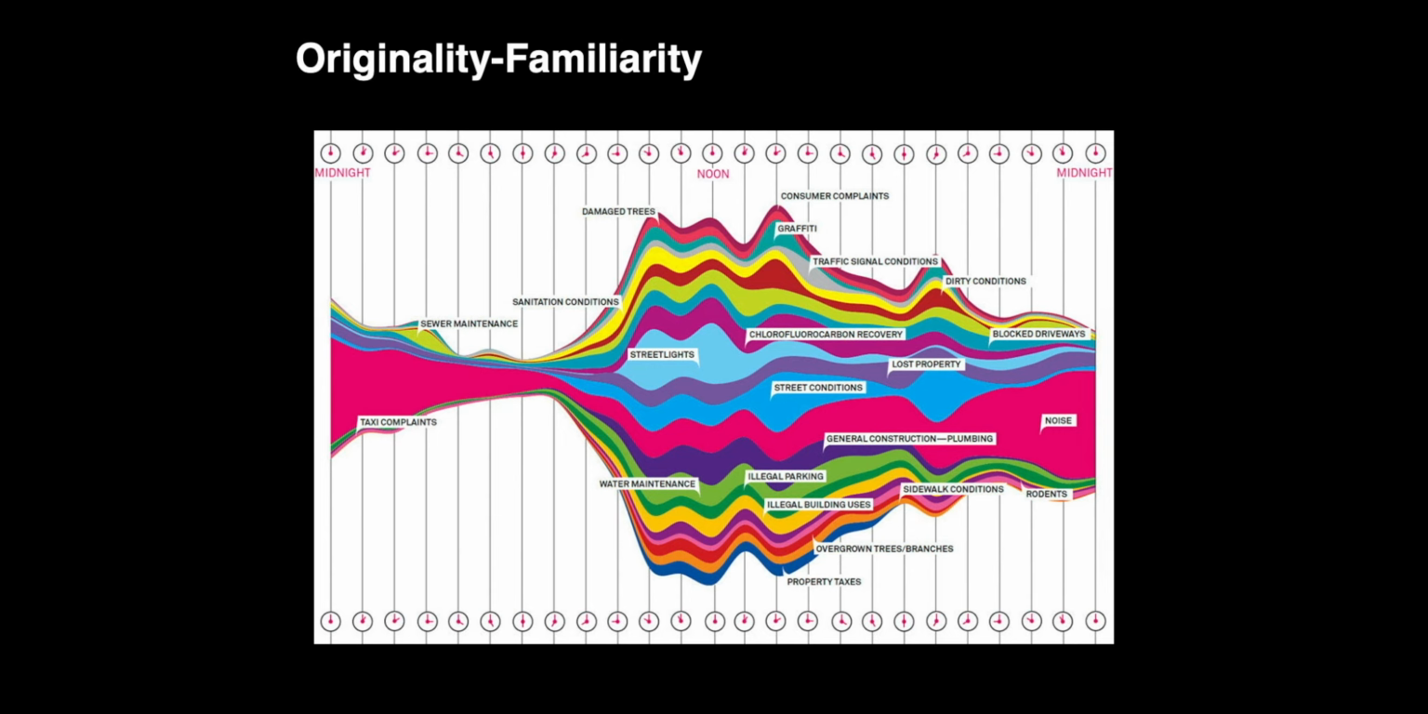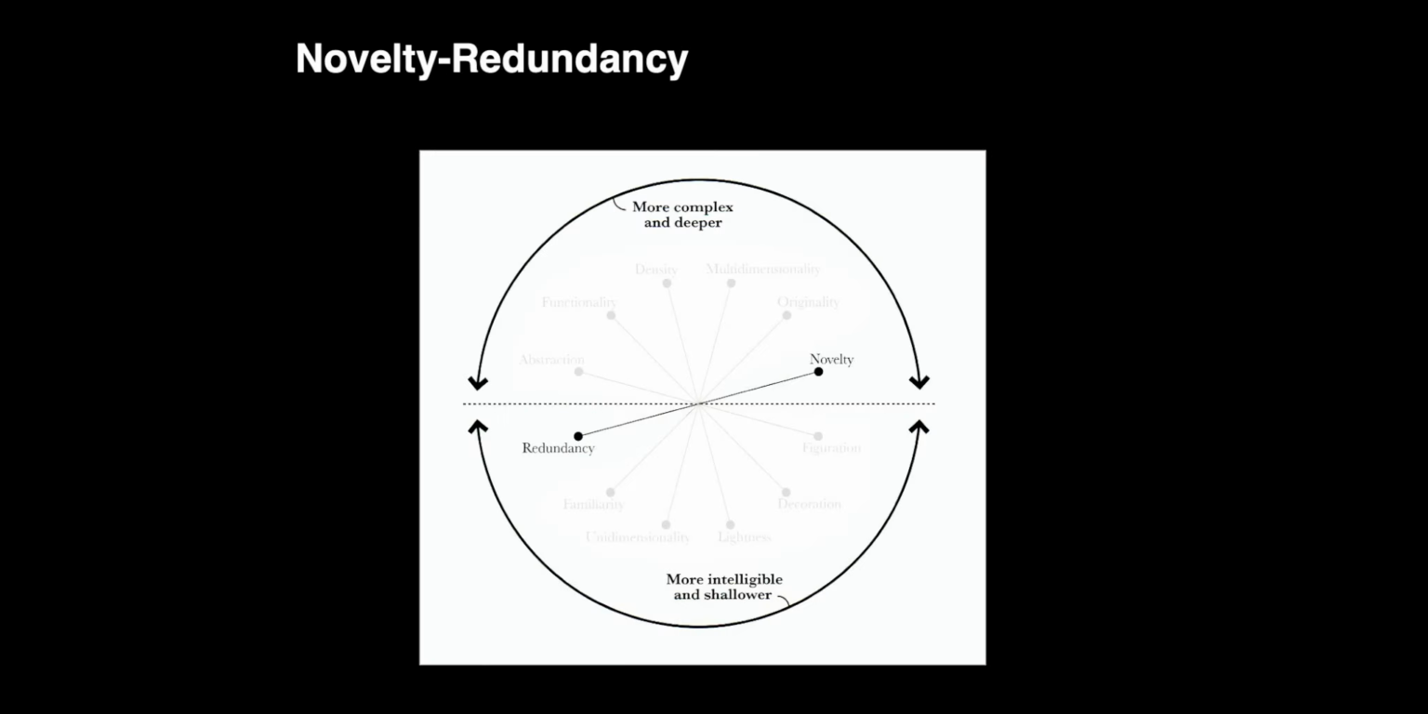So a familiar visualization would be something like a line chart or a pie chart or an area chart, something that we've seen many, many times in the past. So a stream visualization is a little bit more original than something that we've seen before. And lastly, can the visualization explain many different things once, or is it redundant with the data?